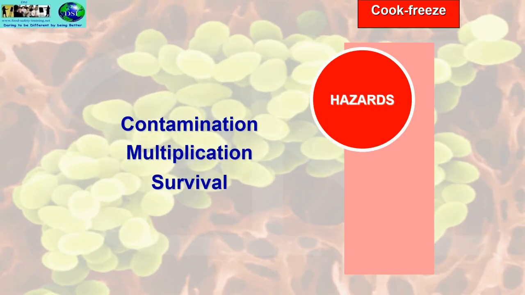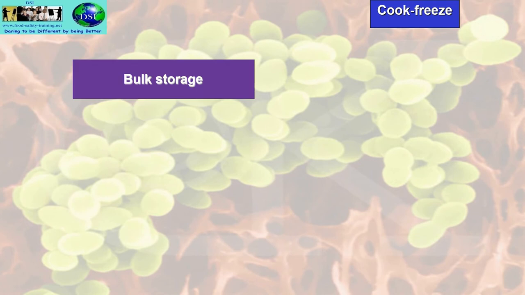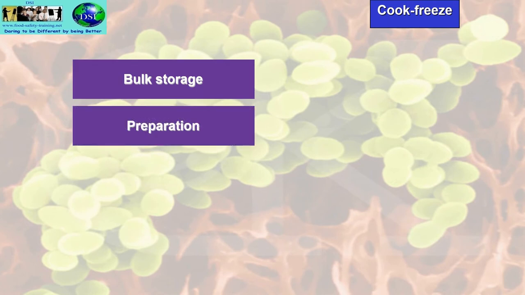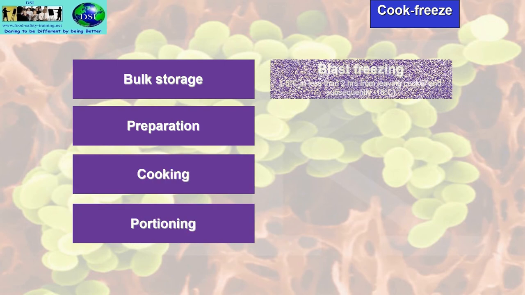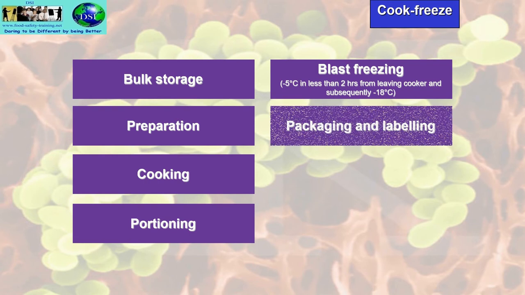Cook freeze, hazards there could be contamination, multiplication, and survival. So the steps involved in cook freeze include bulk storage in freezers, preparation in as quick a time as possible, cooking, portioning, blast freezing, taken to minus 5 degrees C in less than 2 hours from leaving the cooker, and subsequently to minus 18 degrees C or lower.